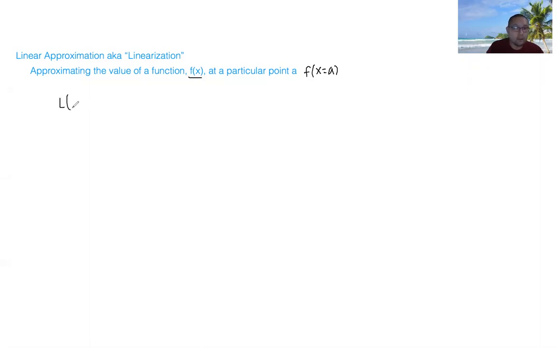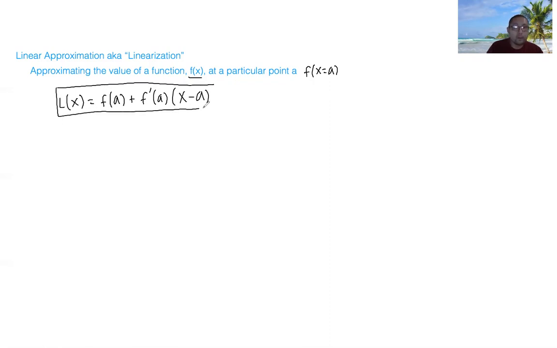So L, for linearization, of x is equal to the original function evaluated at a, plus the derivative of the function evaluated at a, multiplied by x minus the value a, okay? So this is our formula that we're going to work with today. It's quite simple, so let's do an example.